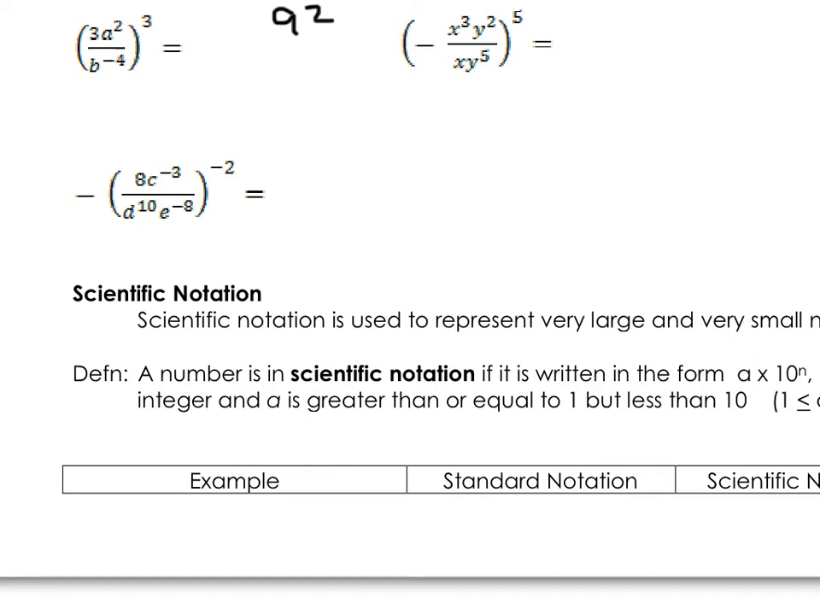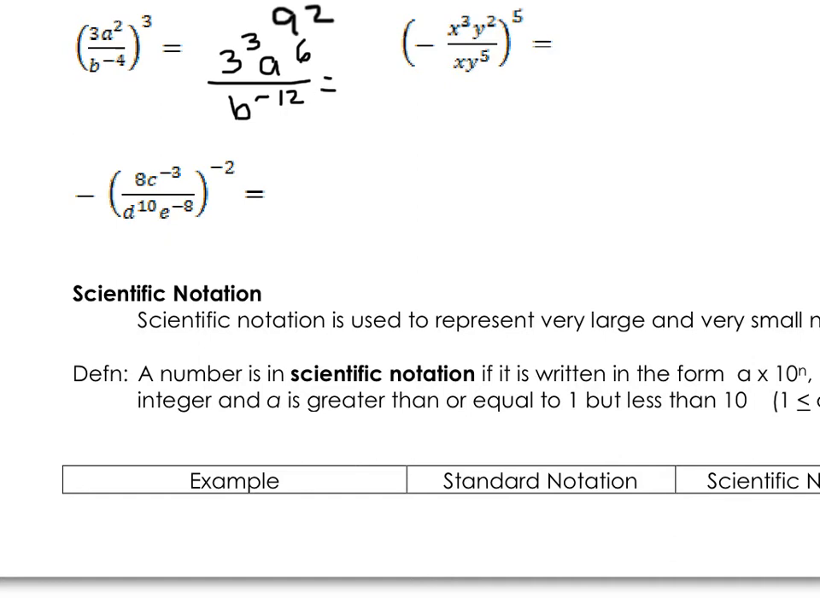This example, 3a squared b to the negative 4 to the 3rd power, there are different ways that we can approach this. We could just go ahead and apply our exponent outside. So we'll get 3 to the 3rd, a to the 6th, b to the negative 12.